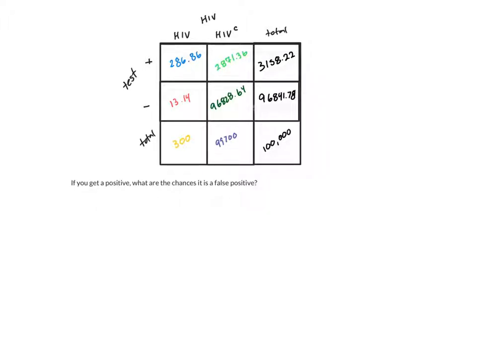Now, there's one thing that you should take out of these conditional probabilities. It's the fact that when I say false positive, that could mean a couple things. Let's be a little more specific. I want to know, if you get a positive, what are the chances you don't have HIV? So to answer this, we need to go ahead and set up our probability here. Once again, I want to know, if you got a positive, what are the chances you do not have HIV? So we'll call it HIV complement, the opposite of having HIV.